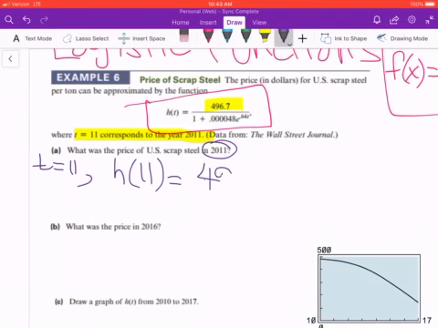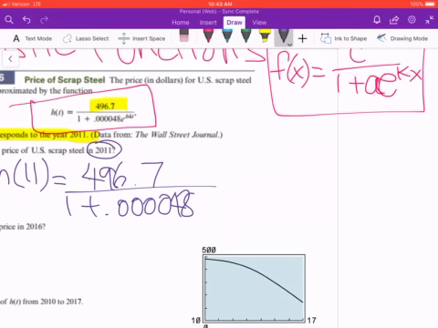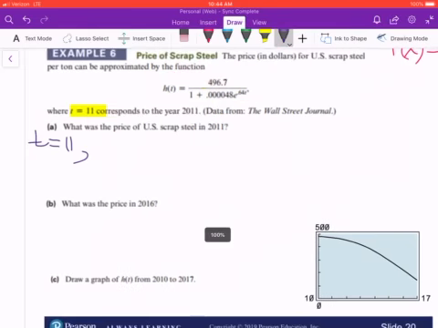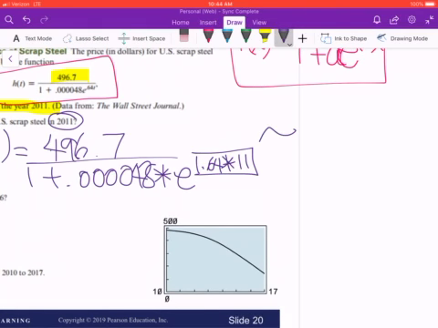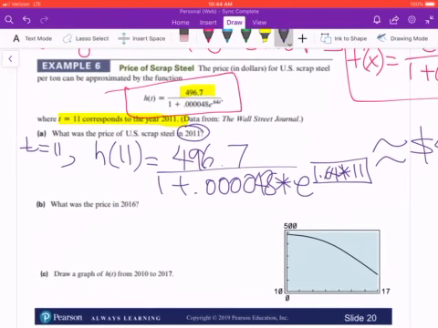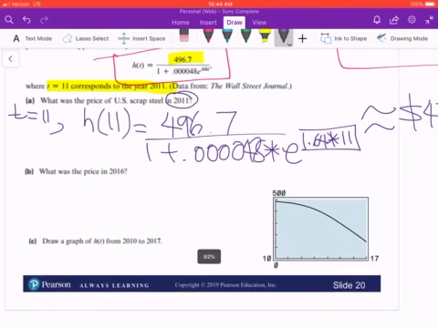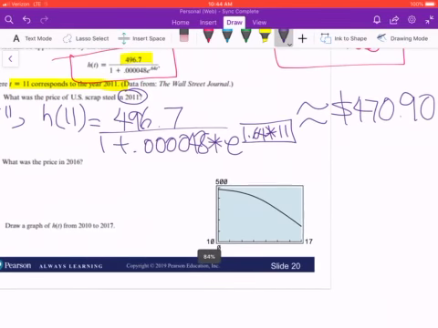496.7 divided by 1 plus 0.00048, and then times e to the power 0.64 times 11, because that's the value of t that we're using. And so by entering that on the calculator, we're going to get 470.90. By the way, this problem is about the price of U.S. scrap steel in U.S. dollars. So then in 2011, the price was $470.90.